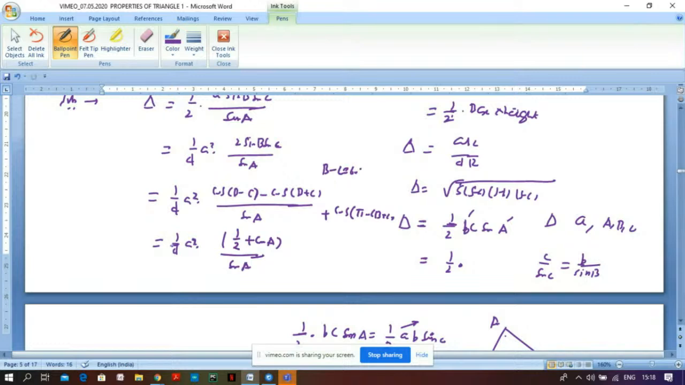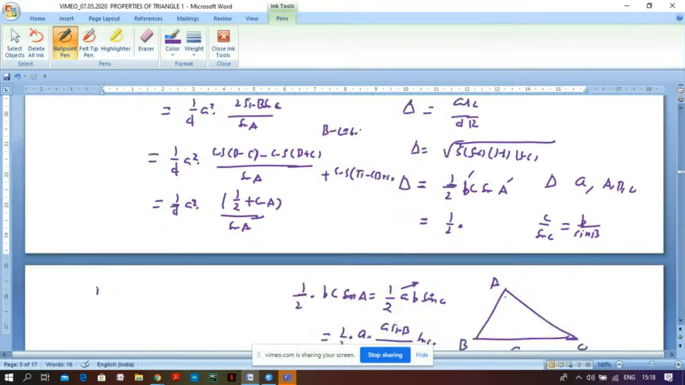So delta is given to be 12. And so I can write that 12 is 1/4 times a squared, and a squared is given to be 6. So that is 36, and half plus cos A upon sine A. So that is 4 and 9, 36, and 3, 4 and 3, that is this one.